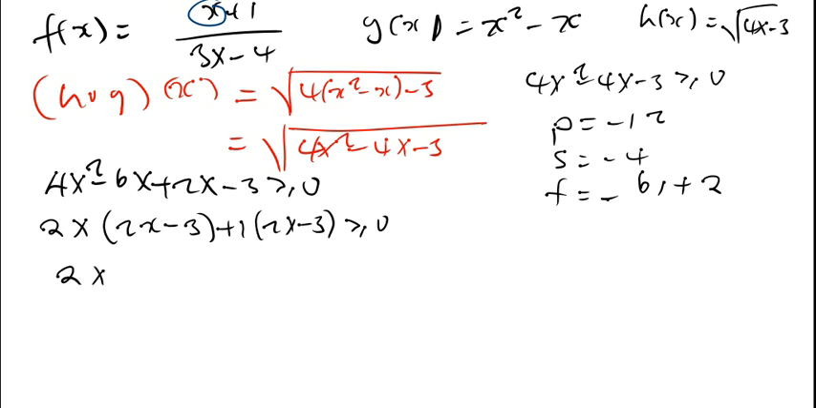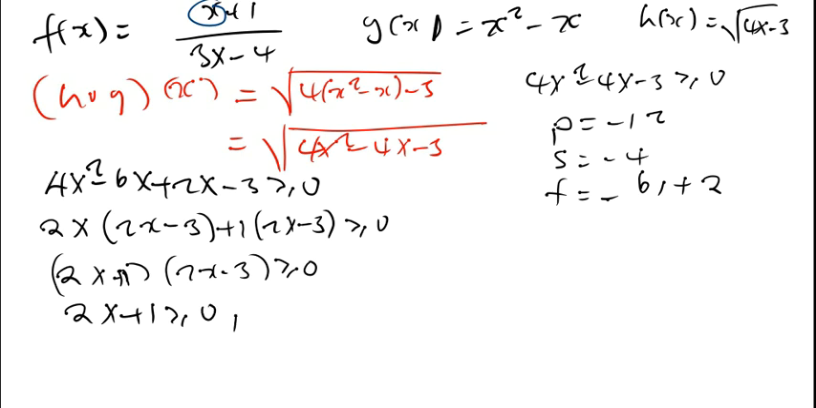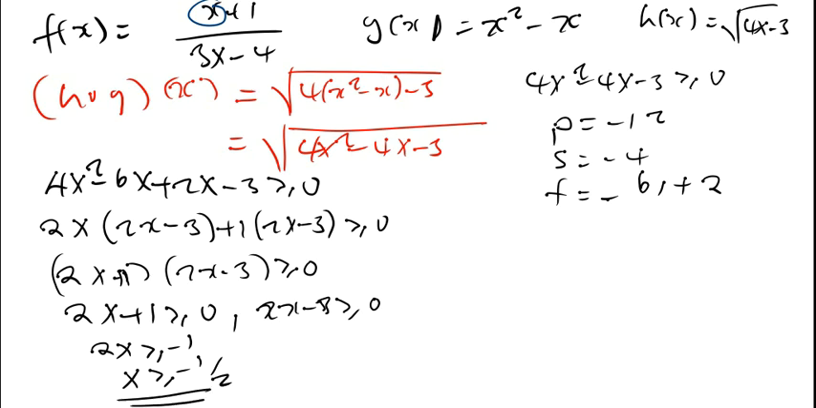So I have 2x plus 1, 2x minus 3 greater than or equal to 0. So 2x plus 1 greater than or equal to 0, and 2x minus 3 greater than or equal to 0. So for x, it will be 2x greater than or equal to negative 1. If I divide both sides by 2, it will be negative 1 over 2. If I shift 3 to go to the other side, x is greater than or equal to 3 over 2.